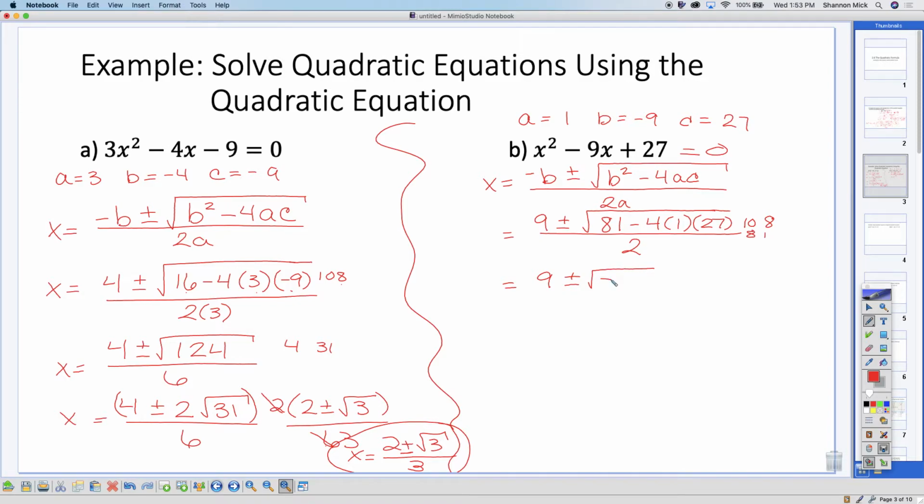Negative 27? Why is it negative? Yes, it's negative because the 108 is negative. Wait, what did you do there? The square root of negative... I took 4 times 27, which is 108. So 81 minus 108 is negative 27. Oh crap.